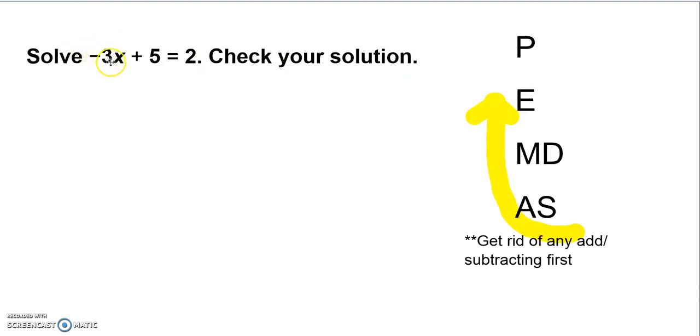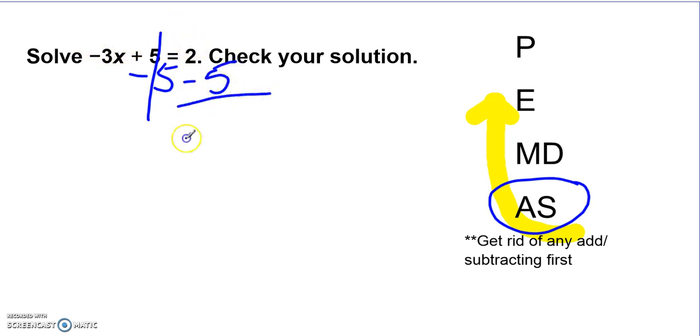Okay, solve negative 3x plus 5 equals 2. Check your solution. Okay, so first things first, we are going to have to do the opposite of this. So we start with our add and subtract. So get rid of any add or subtracting first. So we will subtract 5 because that will get rid of that addition 5, but what we do on one side of the equation we have to do on the other side, okay? So I'm going to subtract 5 from there, and that's going to give me negative 3.